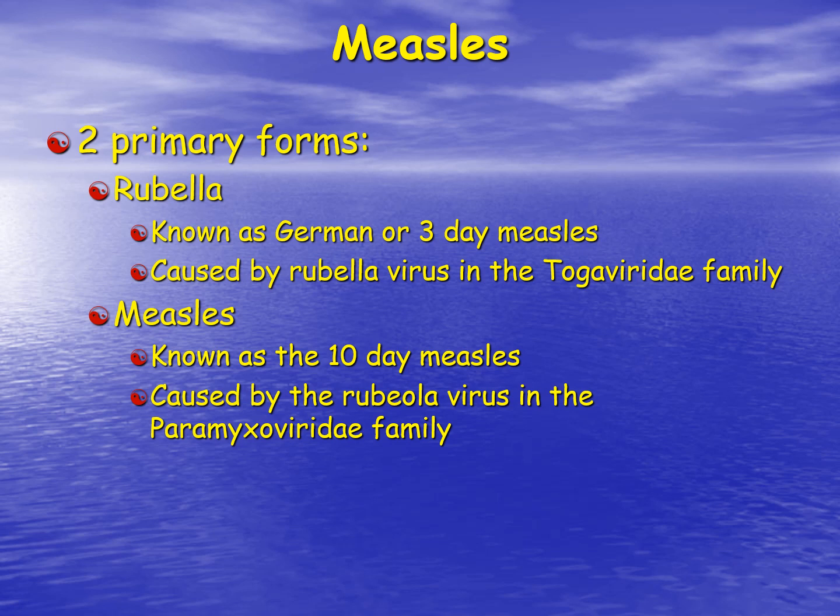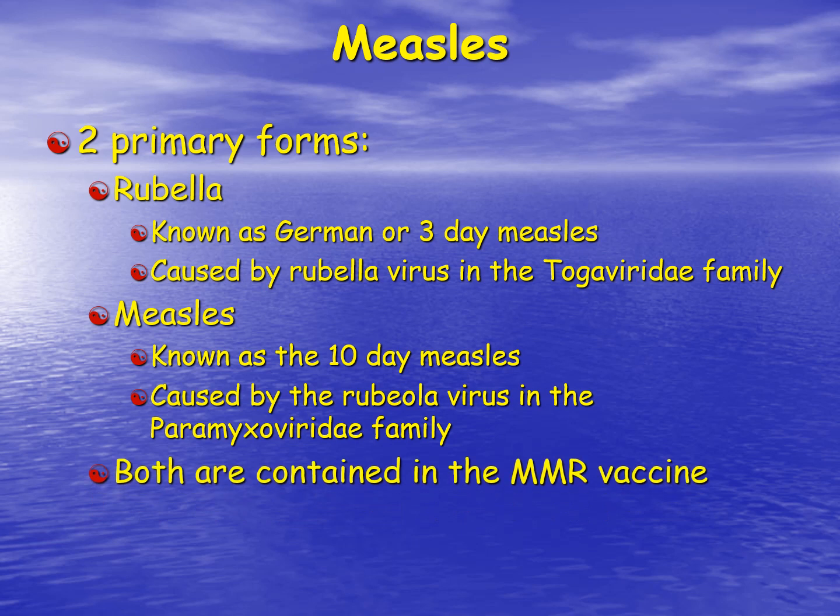So when we say measles, we really need to know: are we talking about rubella, which typically has a shorter duration, or actual measles caused by rubeola that tends to last longer? From a clinical standpoint, it's difficult to differentiate between these two, and I was fortunate enough to have had both forms in childhood. Both are contained in that measles, mumps, and rubella vaccine.